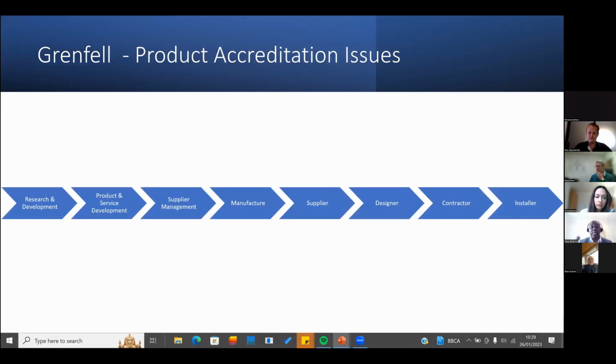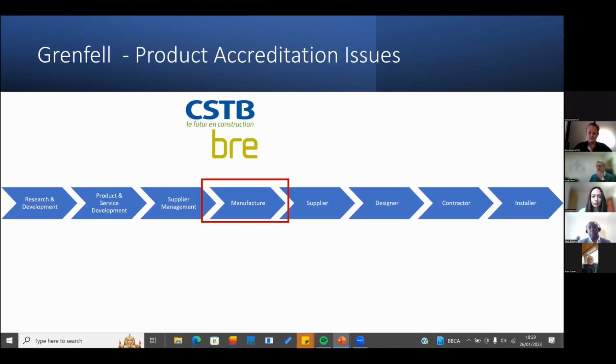There are also product accreditation issues. If you look at this, this is your value chain of construction. And let's look particularly at manufacture, and the two parties that are involved in doing the testing of these things. You had the CSTB, which is the French organization for the testing. And of course, you've got the BRE. On the other side of this, you can get a BBA, British Board of Agreement certificate, which says that essentially your product has been fully accredited. And of course, there's an information exchange between the manufacturer, in this case, Arconic, and these different parties.